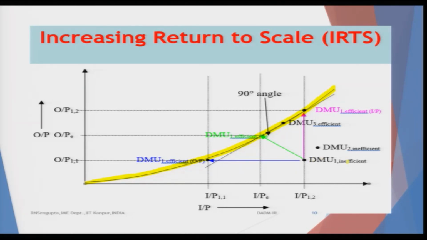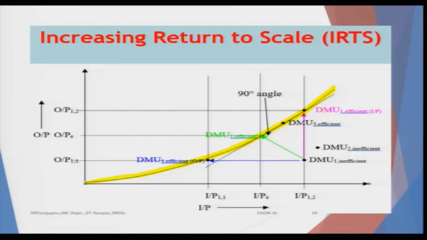So, if DMU 1 is inefficient, similarly DMU 2 is also inefficient, but we are not going to draw the movements of DMU 2. We will only highlight them for DMU 1, and basically that can be done for DMU 2 also. So, if DMU 1 is inefficient, then it can reach the efficient frontier. Considering the increasing return to scale, it can move in 3 ways.